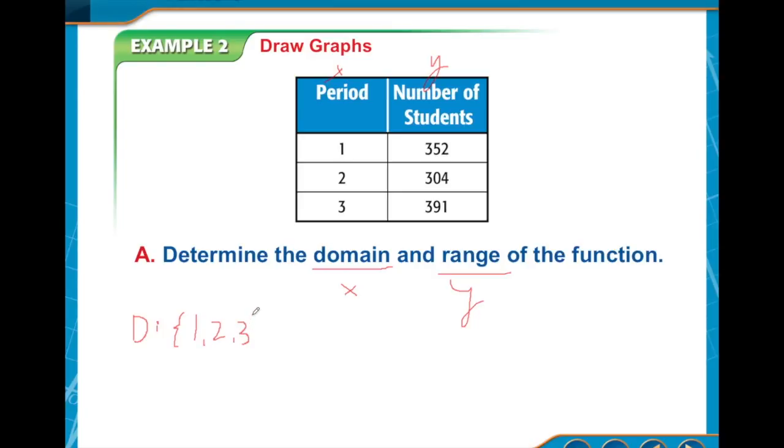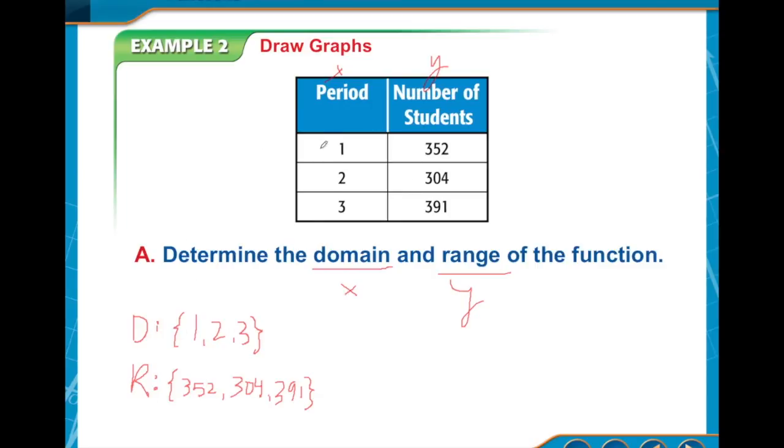That is our set for the domain. And our set for the range then will be all the y's. So for this example, the number of students for each one of these is our range. So you want to write that in brackets. 352, 304, and 391. And we'll close that bracket. So there's our domain and there's our range for this function.